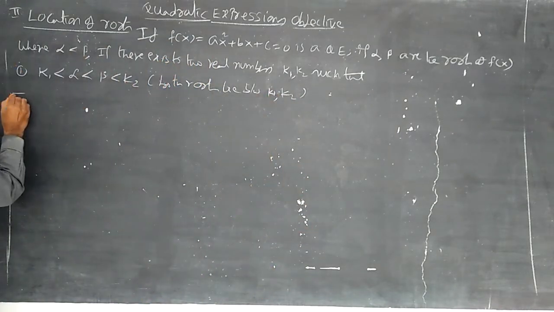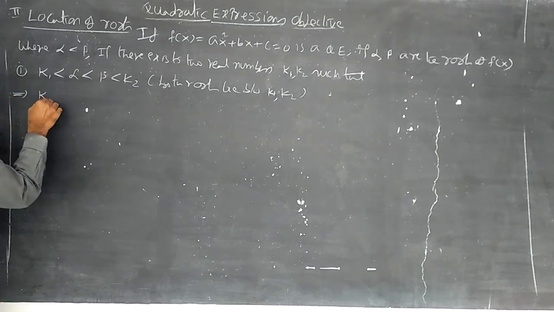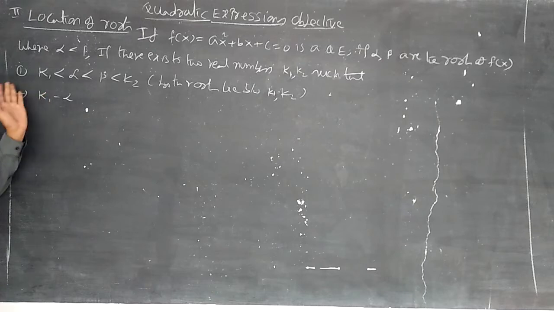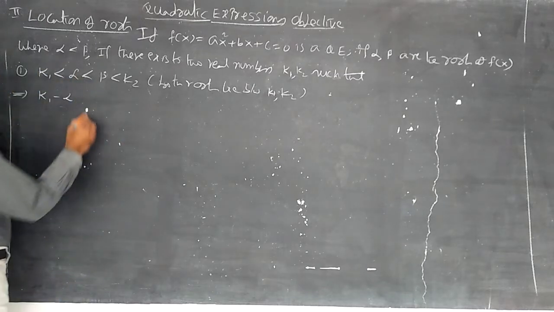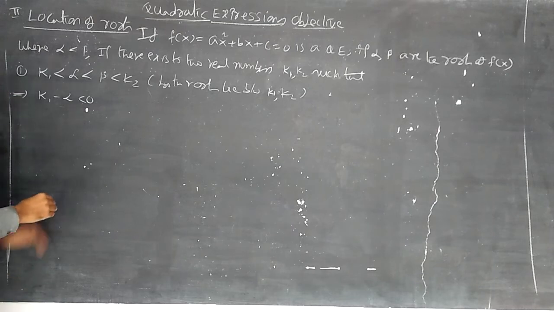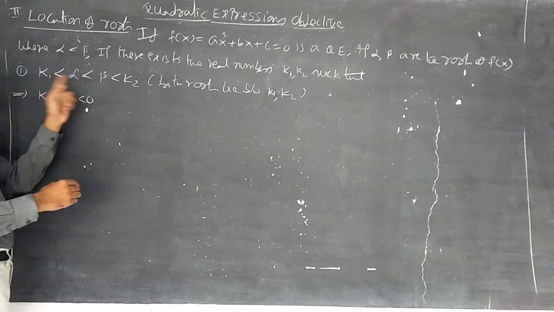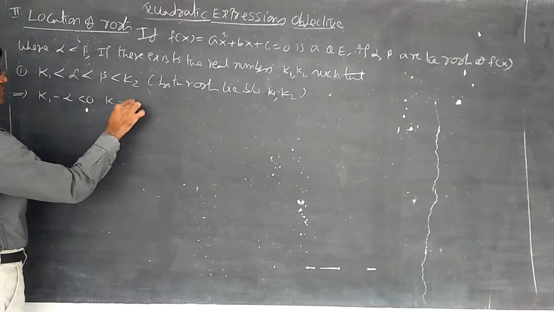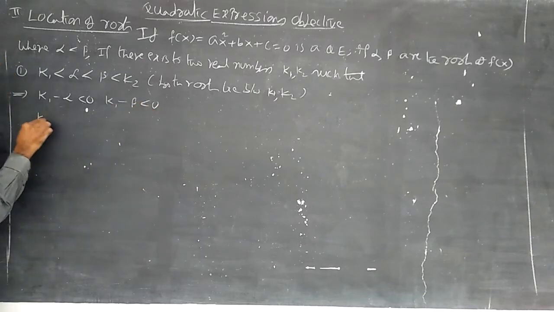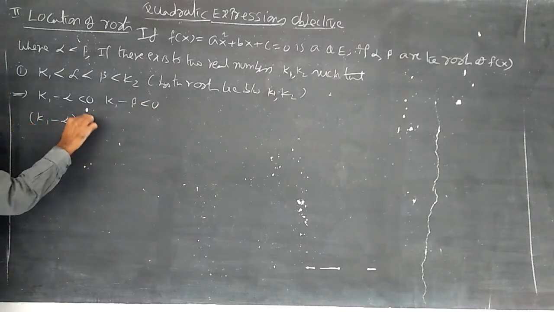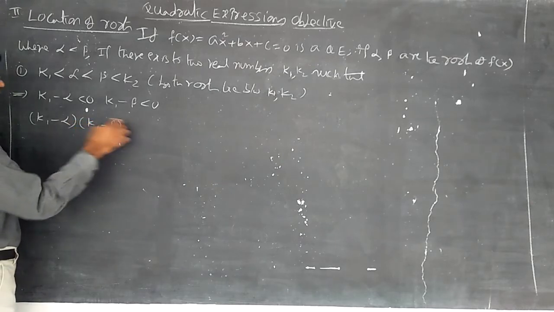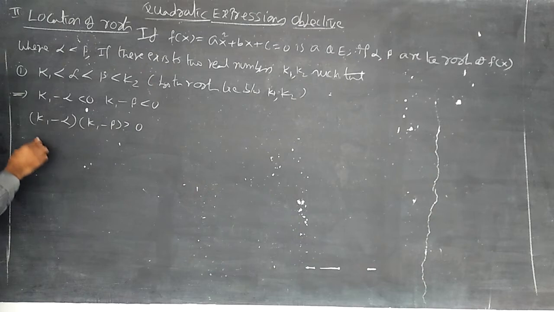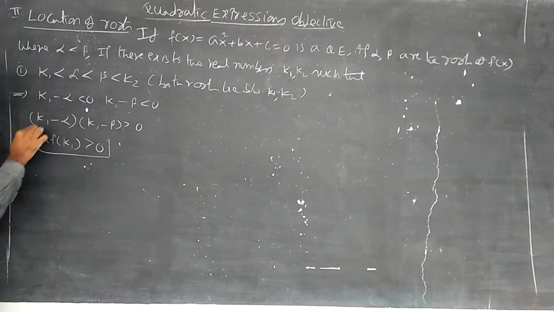Now we need to discuss k1 separately, k2 separately for the two roots. k1 minus alpha less than 0, and k1 minus beta less than 0. You can discuss k1 minus alpha into k1 minus beta, minus into minus becomes positive. So you can write a into f of k1 greater than 0. This is the first condition.